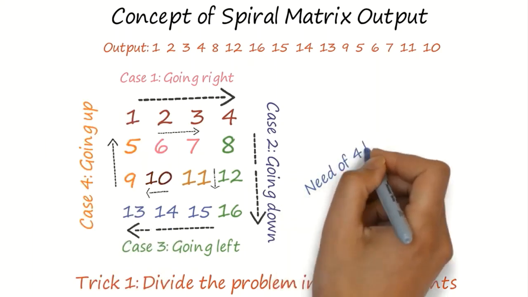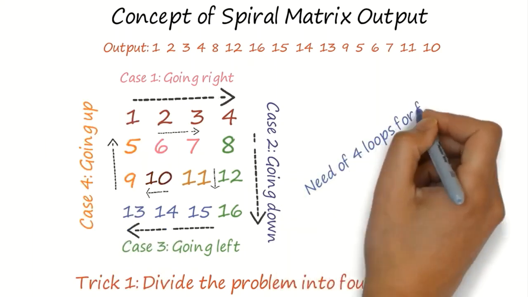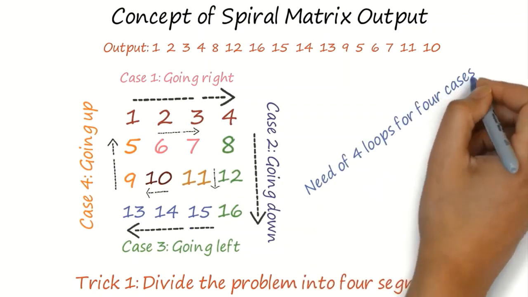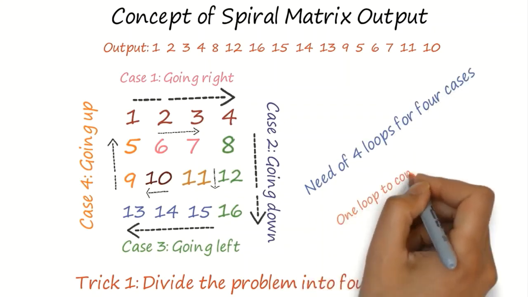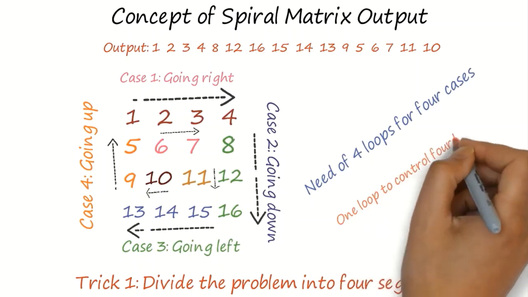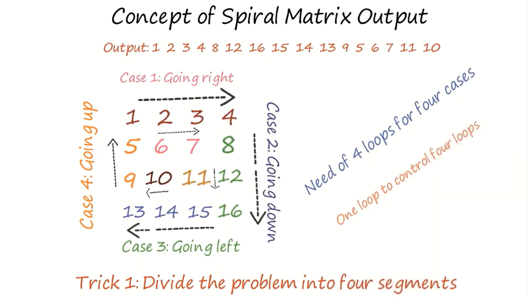Now these for loops will be controlled by a master loop, which is another while loop, which will control these four loops for further iteration for the inner segment of this matrix, so that it can print 6, 7, 11, and 10. Here we will try to visualize the basic concept of designing the four for loops and what variables we can use.